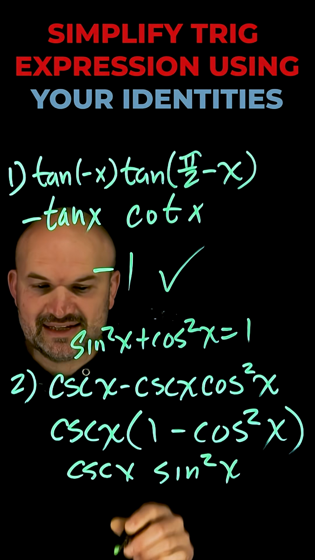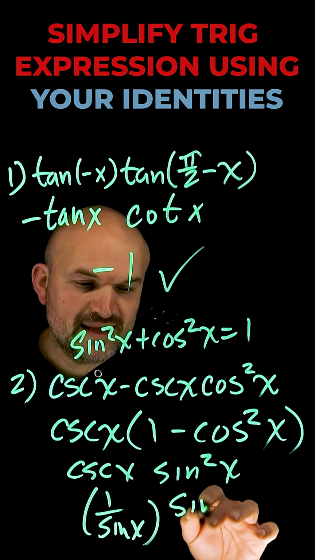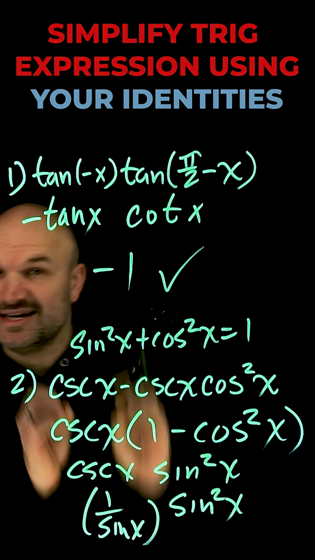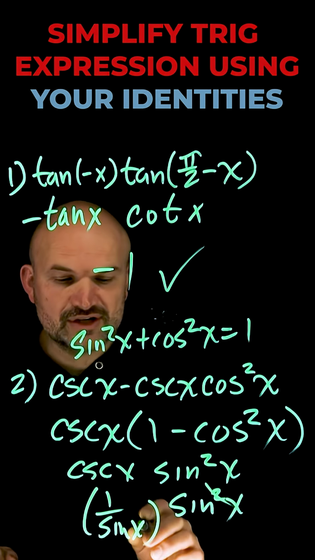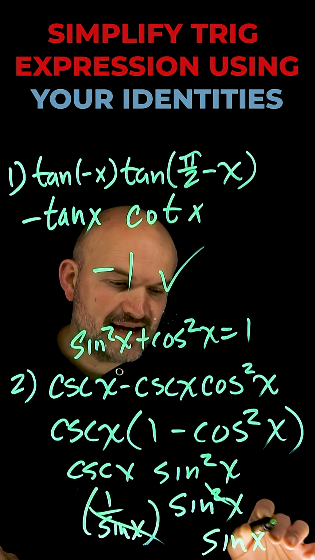Now remember, cosecant of x is the same thing as 1 over a sine of x. When I multiply that by sine squared of x, which means sine of x times sine of x, one of those are going to divide out with my sine of x in my denominator, and I'm just going to be left with the sine of x.